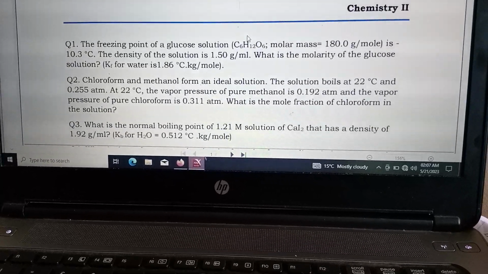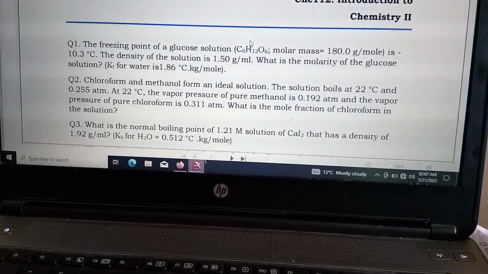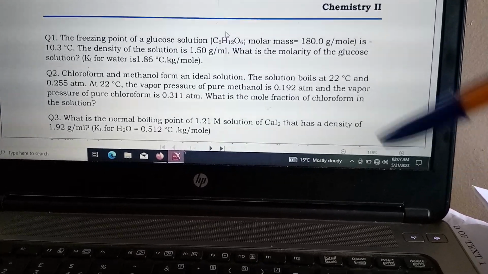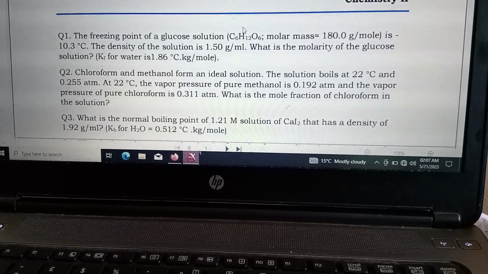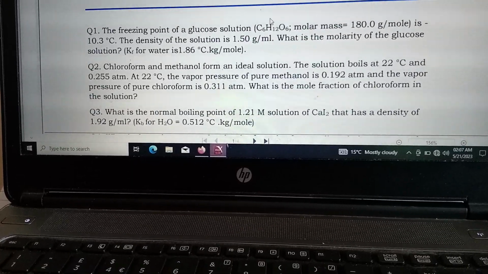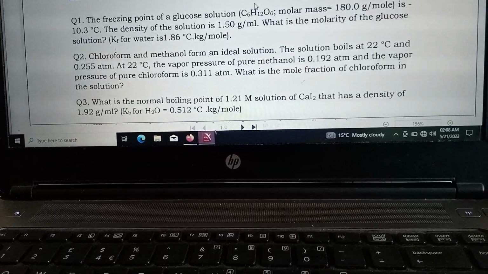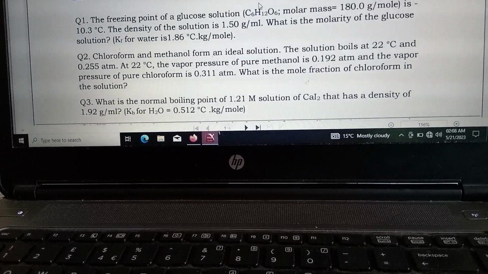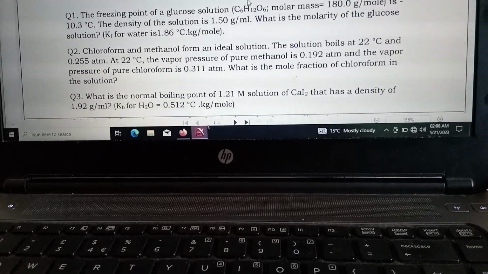So today we are doing chemistry tutorial sheet 4, starting on question 1. Question 1 reads: the freezing point of a glucose solution of molar mass 180 is 10.0 degrees Celsius, and the density of the solution is 1.50 grams per mL. What's the molarity of the glucose solution? We have been given the constant for water, which is 1.86.